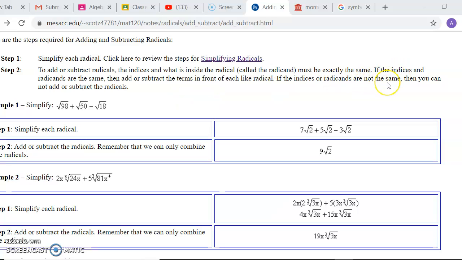If the indices and the radicands are the same, then add or subtract the term in front of each like radical. If the indices or radicands are not the same, then you cannot add or subtract the radicals. So let's look at example 1. They have a subtraction sign here, but that's fine. I want to focus more on addition, but this is all right. So we wanted to simplify the square root of 98 plus the square root of 50 minus the square root of 18.